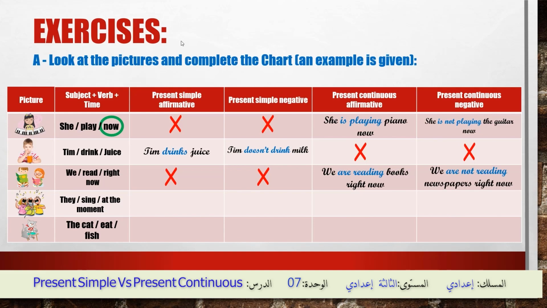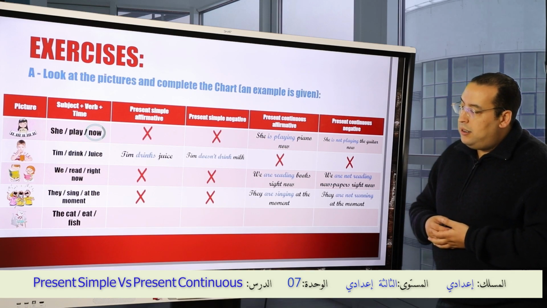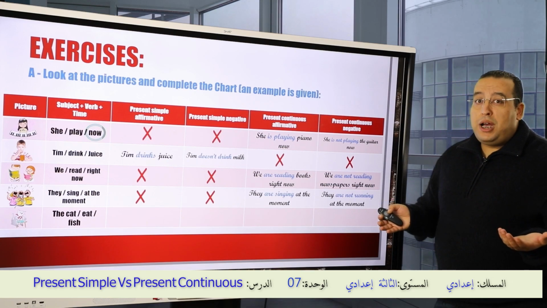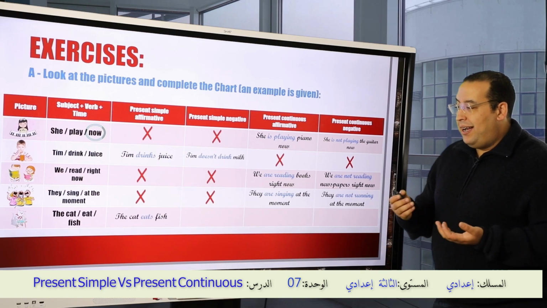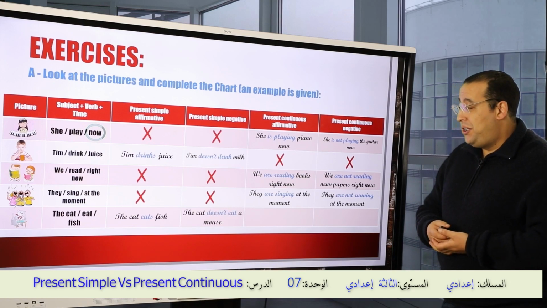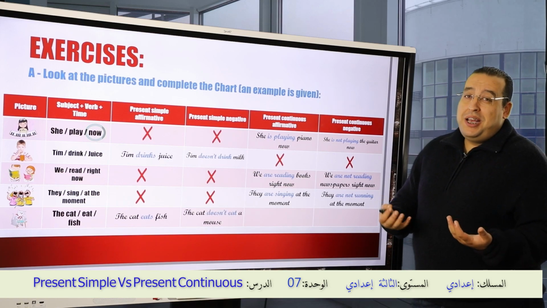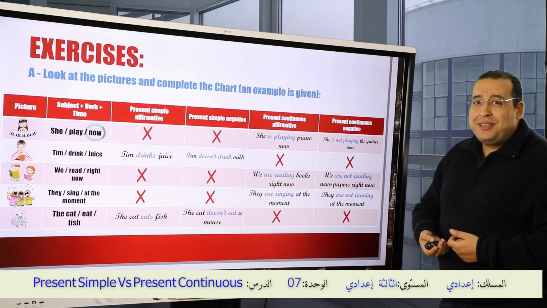Okay? They sing at the moment. At the moment is a time expression, which means now. So the present simple is not going to be used. Instead, we say they are singing at the moment. And for the negative, we say they are not running at the moment. And it is a correct example. The cat eats fish. No time expression, so we should use the present simple. And we say the cat eats fish, or the cat doesn't eat a mouse. And the present continuous is not going to be used.